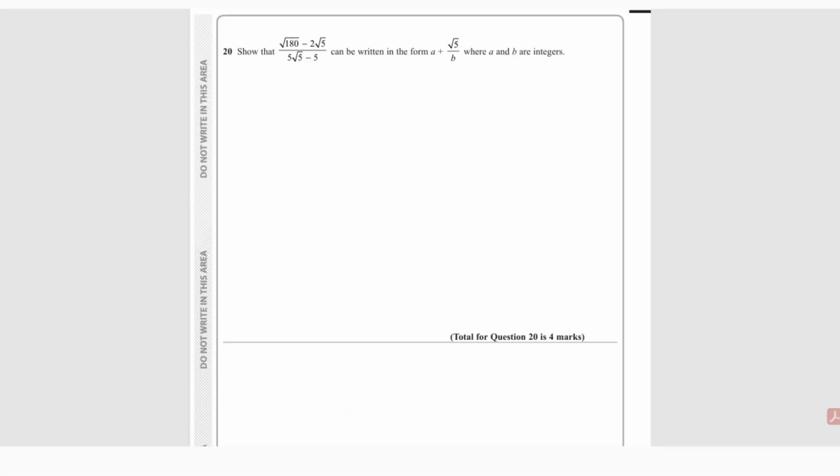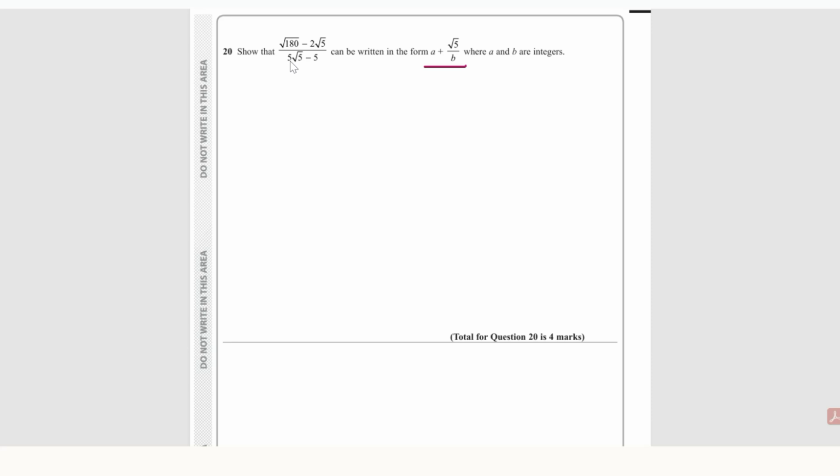In this video we will be looking at a series of exam style questions from past papers and going through them together. So looking at this first question here, we can see that we've got a fraction with surds on the numerator and the denominator, and we need to rewrite this in this form.